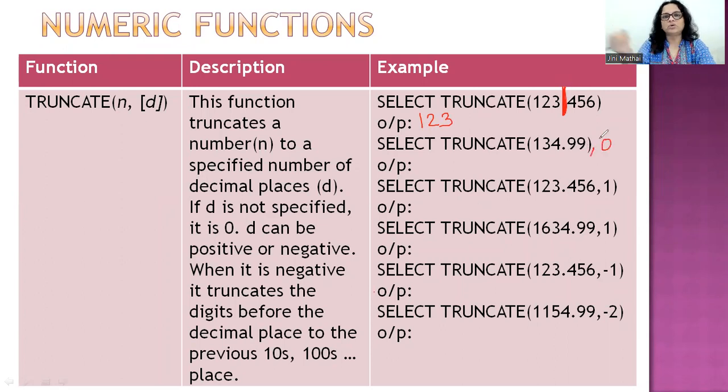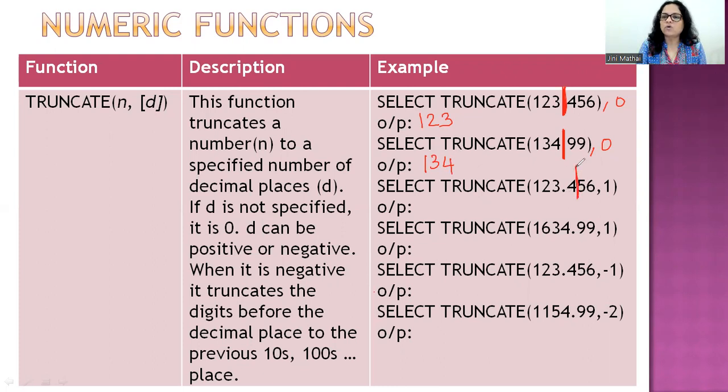Okay, here 134.99, comma 0, right? Nothing written means here also it was comma 0. So that means what? Where is the cutting to be happening? Here. And truncate doesn't say look at the next digit, add to the previous digit like the round function. It says truncate. So what's your answer? 134.